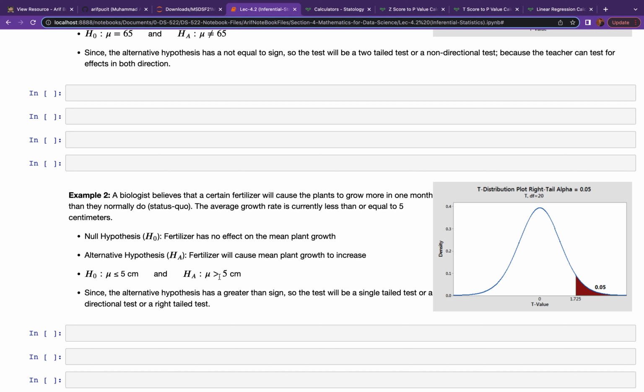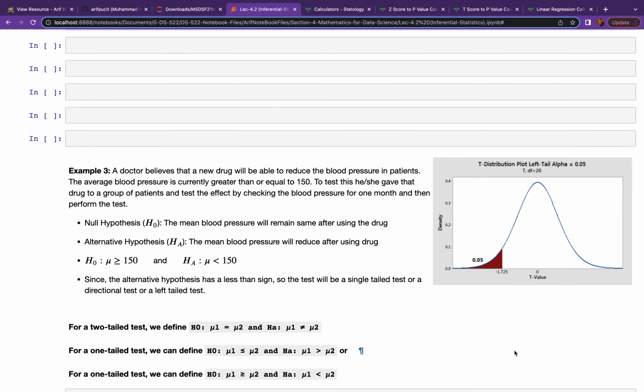And to prove his research hypothesis, the biologist takes a few plants to his laboratory, applies the fertilizer on them, and after 1 month collects the data, and finally applies the appropriate test to see if he can reject the null hypothesis. Note, since the alternative hypothesis has a greater than sign, the test will be a one-tailed test or a directional test, or more precisely a right-tailed test because of this greater than sign. This is what is shown in this graph. And more on this in a while, and let me move on to a third example for better understanding.